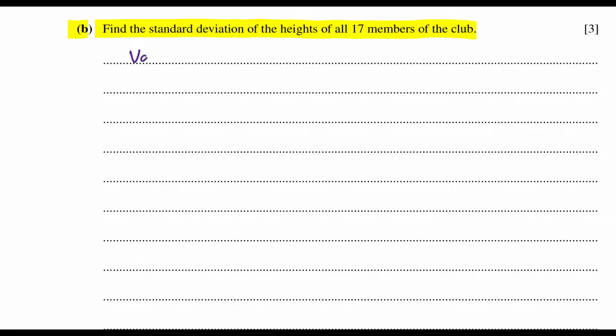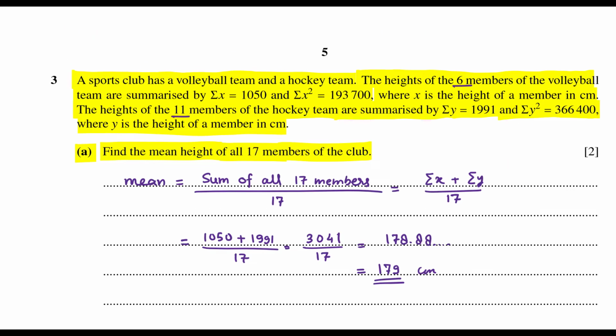So I'll find the variance. Variance of all the data is going to be, we can say, the mean of the square of all the data minus the square of the mean of all the data, all the members. Sigma x was 1050. Sigma y is 1991.